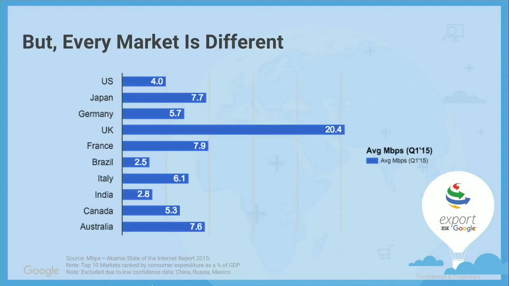But every market is different. When we look at connection speeds at different markets, we see that they drastically vary. Right? So the US is basically operating at 3G speed. If you look at the UK, tremendous connection speed. And a lot of this is due to infrastructure, government initiatives, consumer demand, the ability to spend more by consumers.